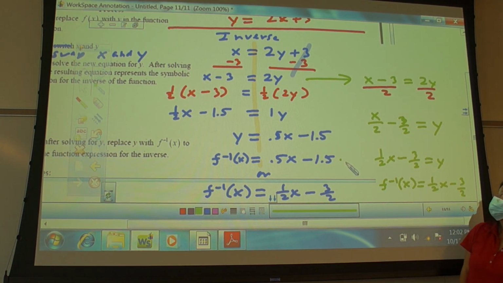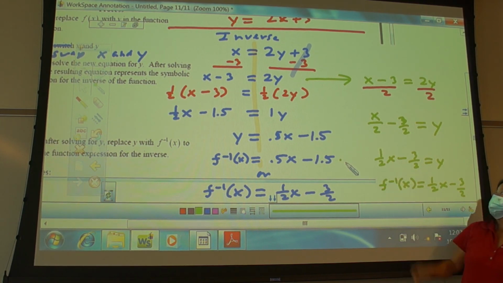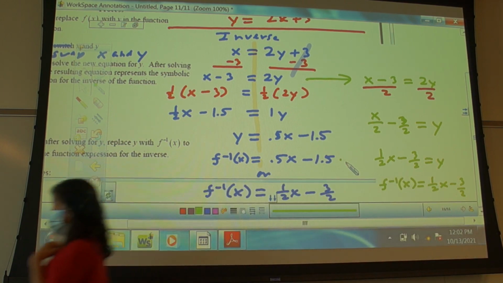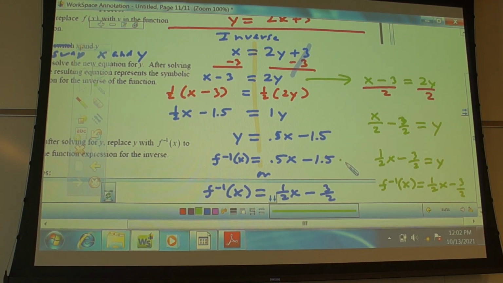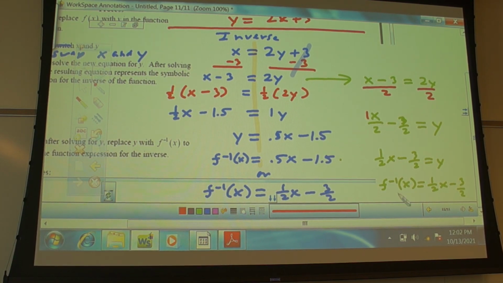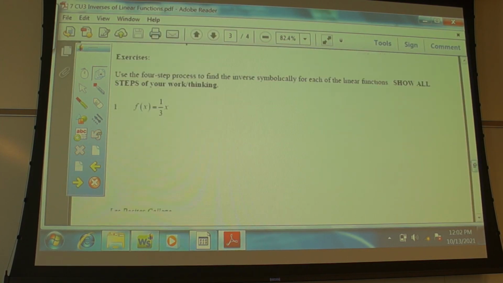Then the tricky part might be getting from here to here. The easiest way to think of that is maybe putting an invisible 1 in front of the x, right? So this becomes 1/2 times x. All right, so that is this example.